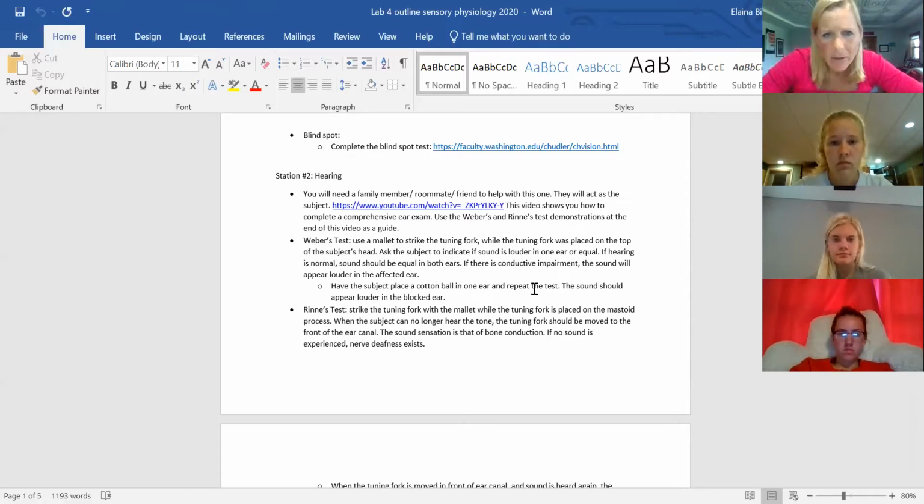Okay. I also gave you a cotton ball. So you're going to put a cotton ball in one of their ears and repeat the test. And the sound should be louder in whichever ear you put the cotton ball in, because now you're taking out any background noise, basically. So they're only getting the sensory information through conduction, through the bone conduction. So that's neat.